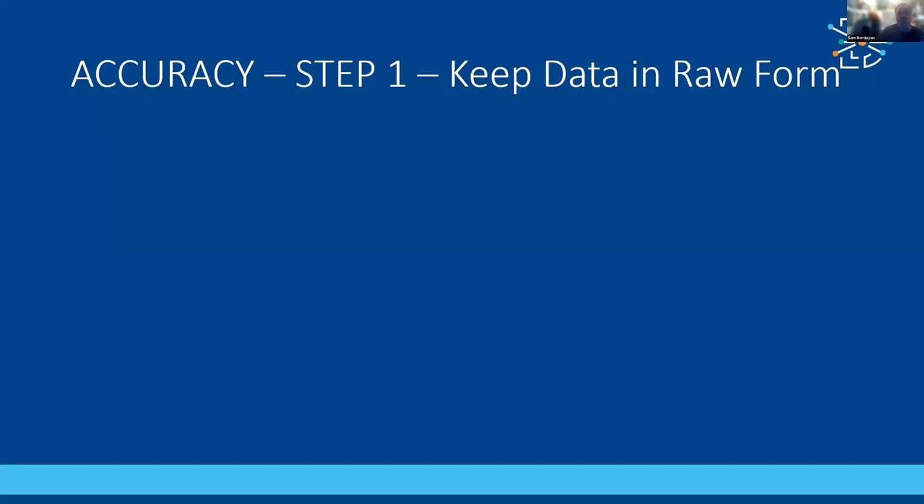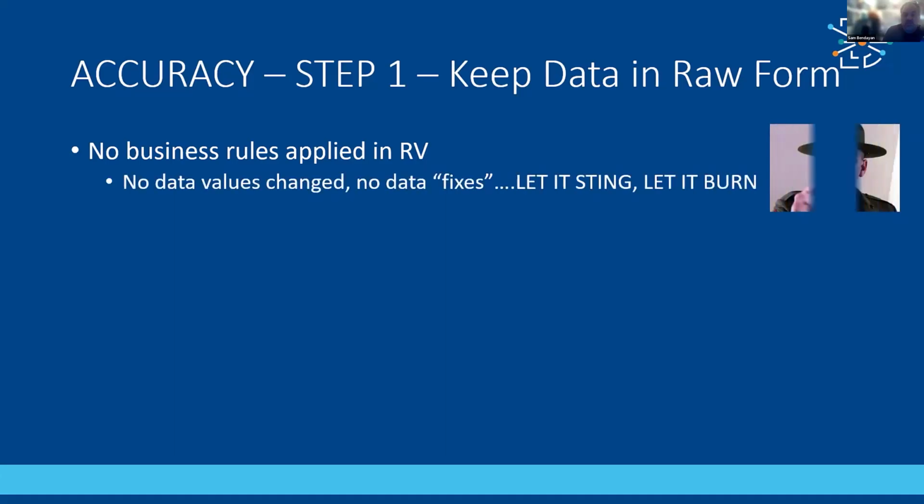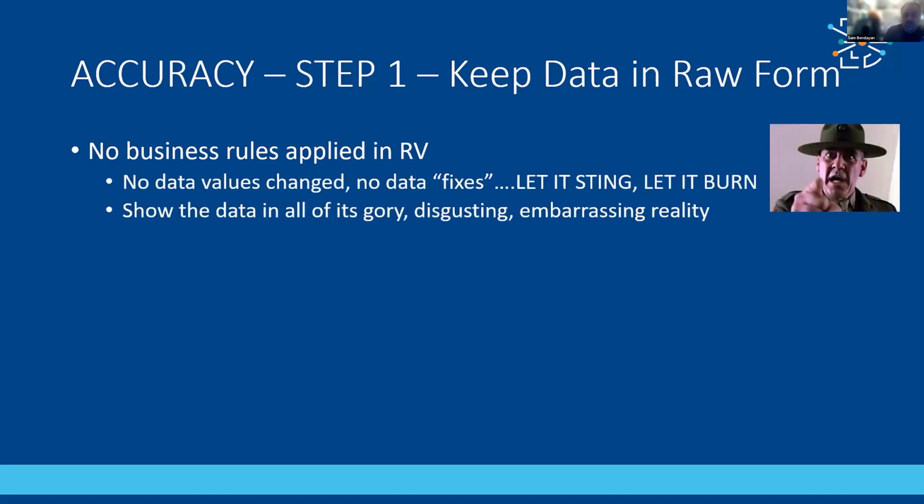With that, we're going to move over. We're done with usability, except we're going to see some cases later on. And now we're going to talk about accuracy. If you remember, there were two main pillars, usability and accuracy, of how you turn data into an asset. So step one of accuracy, you keep the data in raw format. That means no business rules applied in the raw vault. Don't change any of the data values. You want to show the data in all of its gory, disgusting, embarrassing reality.